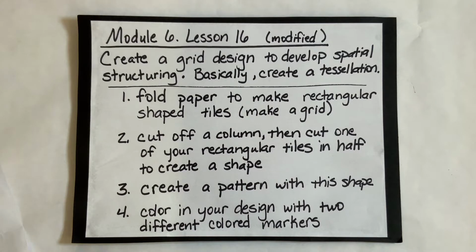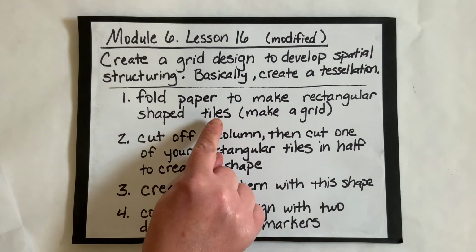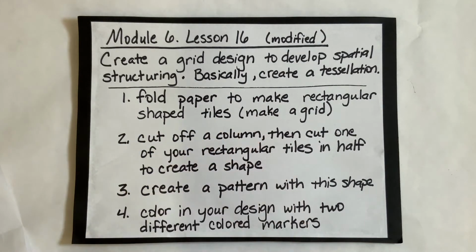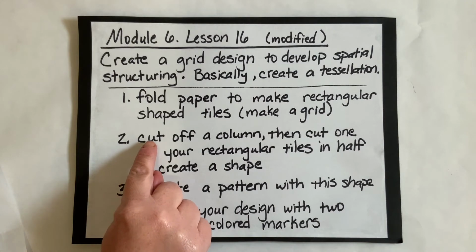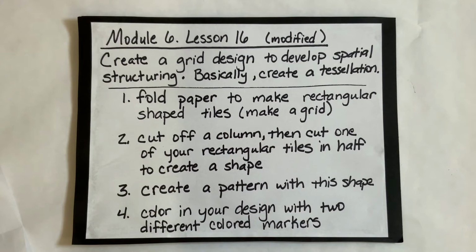Let's look at the first step. Fold paper to make rectangular shaped tiles. We're going to make a grid. Then the beginning of the second part says cut off a column. Let's go ahead and do that together.